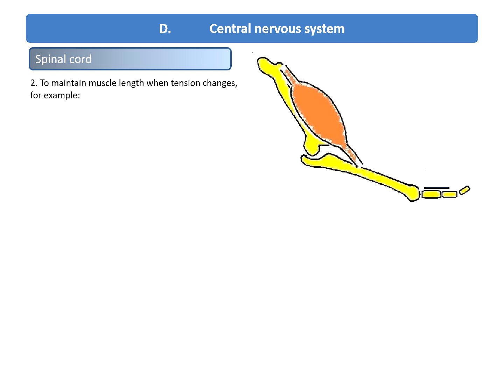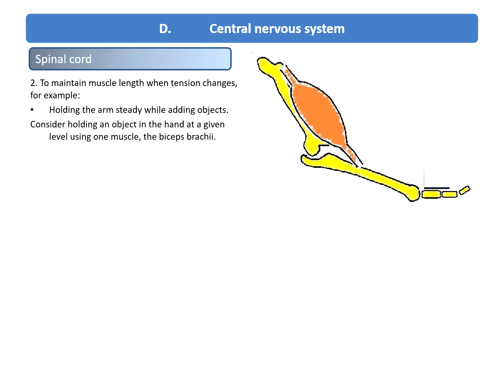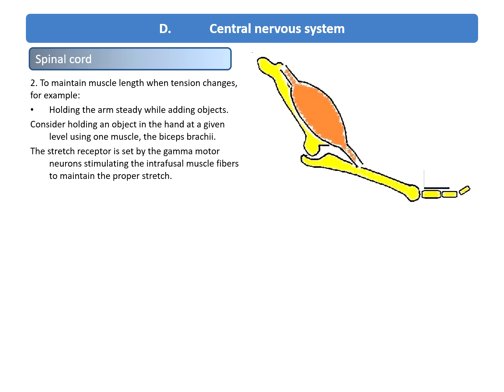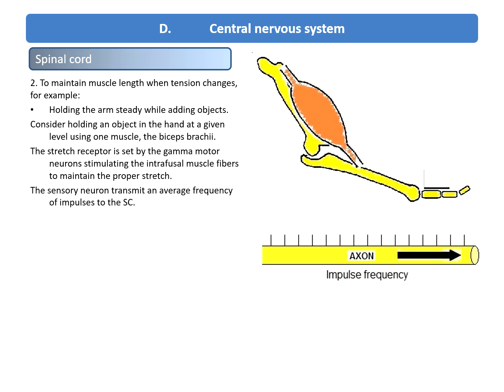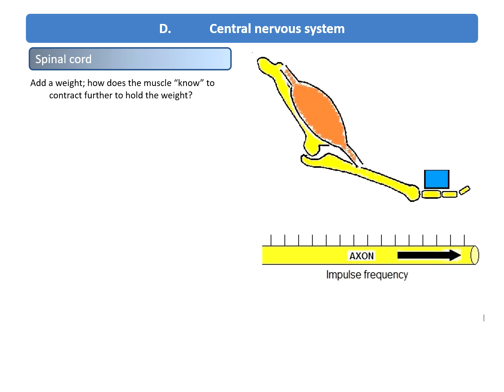How would the spindle maintain muscle length when the tension changes? For example, holding your arm steady while adding objects. Consider holding an object in the hand at a given level using one muscle, the biceps brachii. The stretch receptor is set by the gamma motor neurons, stimulating the intrafusal muscle fibers to maintain the proper stretch. The sensory neuron transmits an average frequency of impulses to the spinal cord.